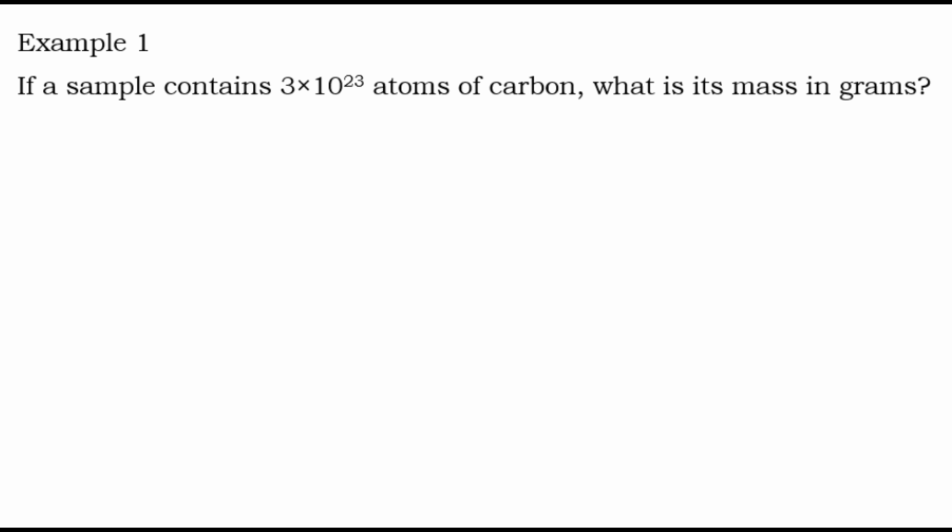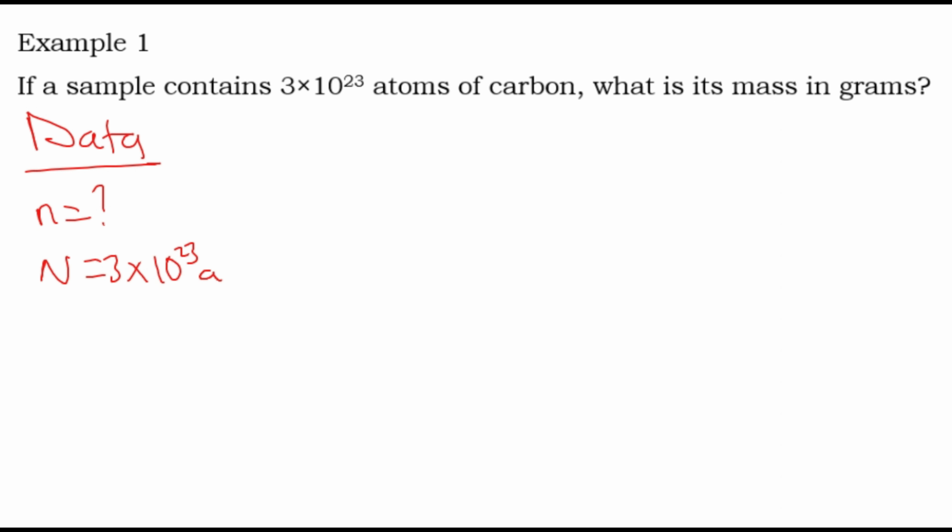Same thing, remember, number of moles is equal to number of particles over the Avogadro's number. Once we determine the number of moles, we can use the number of moles to determine the mass by using the formula number of moles is equal to mass over molar mass. So let's begin. What's our data? Number of moles unknown. Number of particles, 3 by 10 to the power 23 atoms.